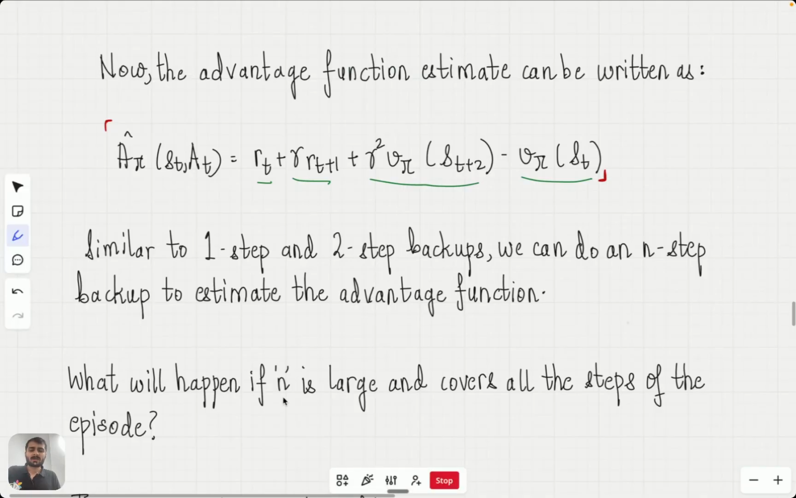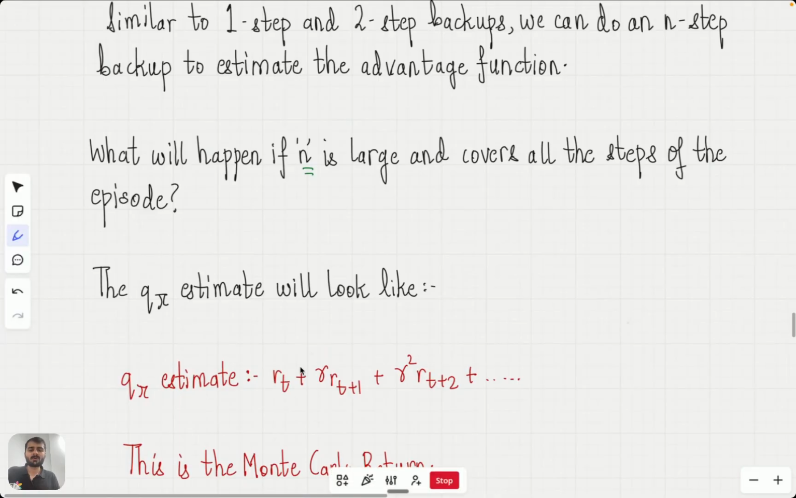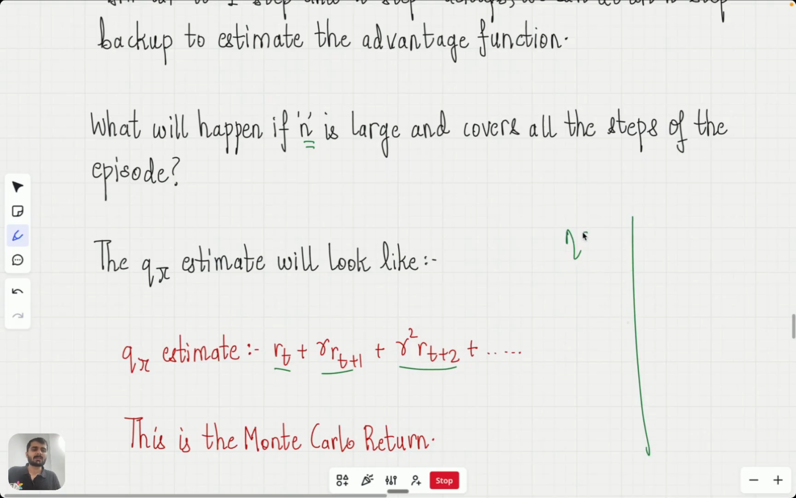If n is very large, let's say you go till the end of the episode and it covers all the steps, then the Q pi estimate would look like this: R_t plus gamma R_{t+1} plus gamma squared R_{t+2} and so on. And this is nothing but the Monte Carlo return. So if you look at the division, if n is 1, then you use the TD return as the proxy for the action value function. But if n goes to infinity, n is very large, then you use the Monte Carlo return as a proxy for the action value estimate.